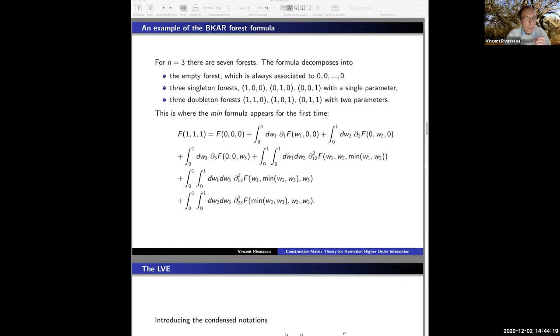Now, take another example. For n equals 3, there are 7 forests. It is there that the min formula appears for the first time. The formula is decomposed into the empty forest, three singleton forests, one zero zero, zero one zero, and zero zero one, with a single parameter, and three doubleton forests, one zero one, zero one one, with two parameters.